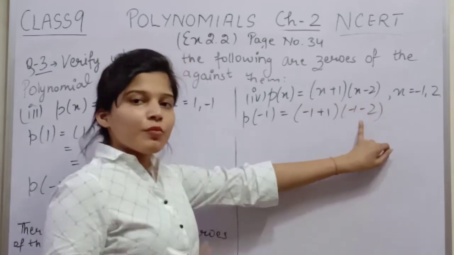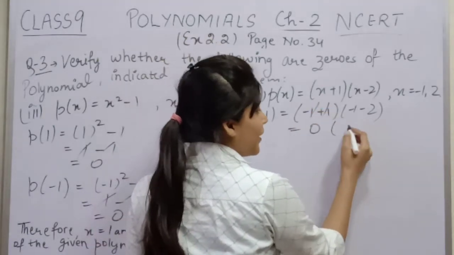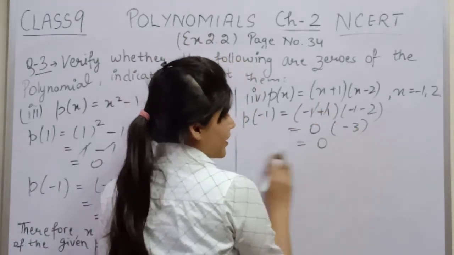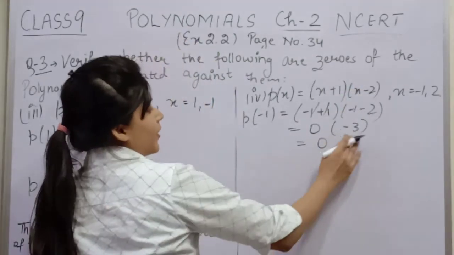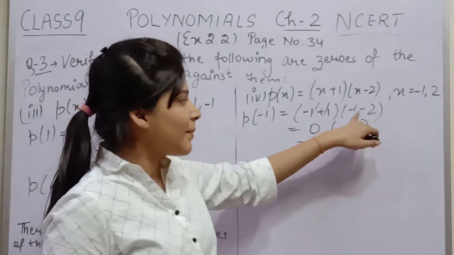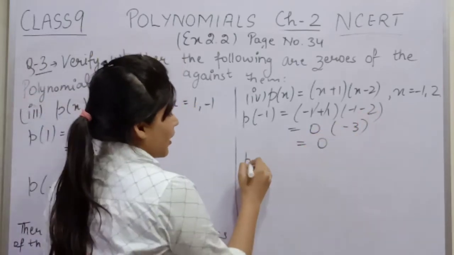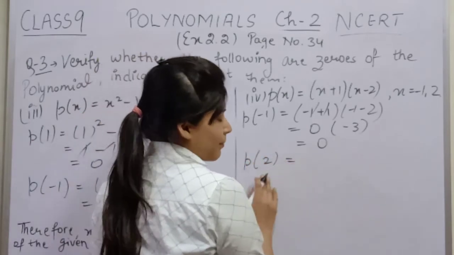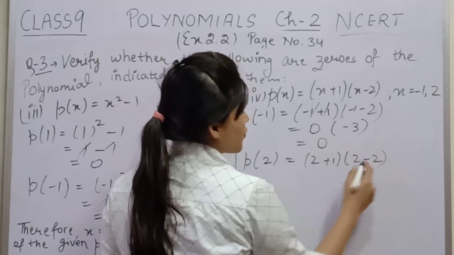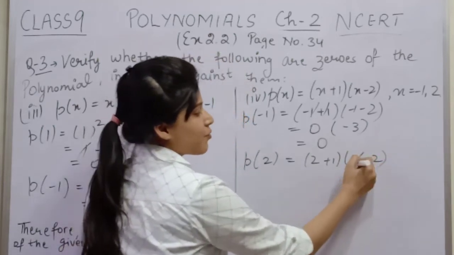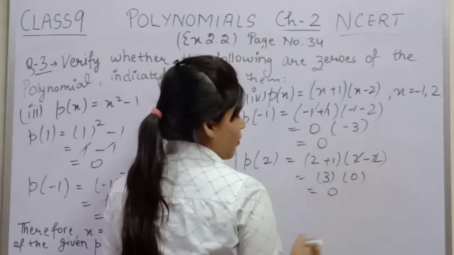देखो यहाँ पे अब कुछ भी आए, minus 1 plus 1 0 हो गया. So 0 into something would be 0 only. ठीक है. देखो 0 into minus 3 is 0, because anything into 0 is 0. अब x equals to 2 पे check करेंगे. So this will be 2 plus 1, 2 minus 2. देखो अब यहाँ पे 2 minus 2 0 हो गया. So अब यहाँ पे कुछ भी आए doesn't matter. ये भी 0 हो गया.